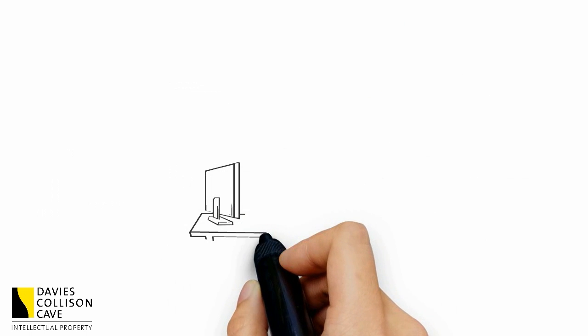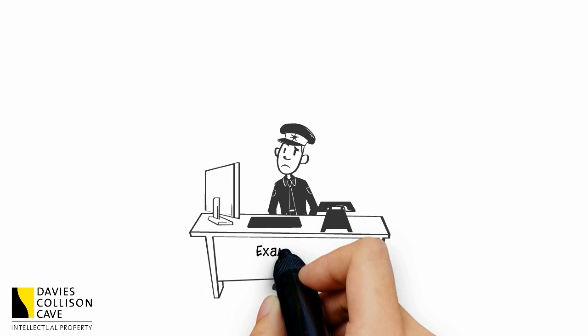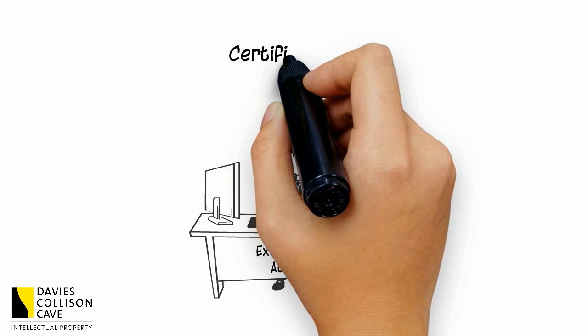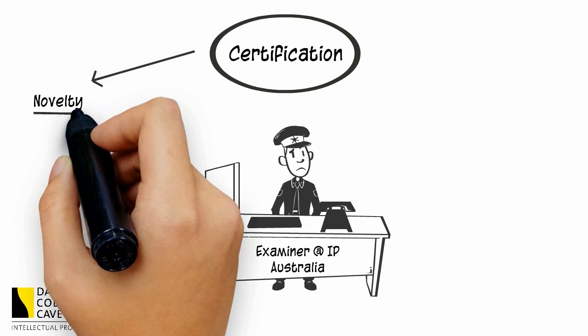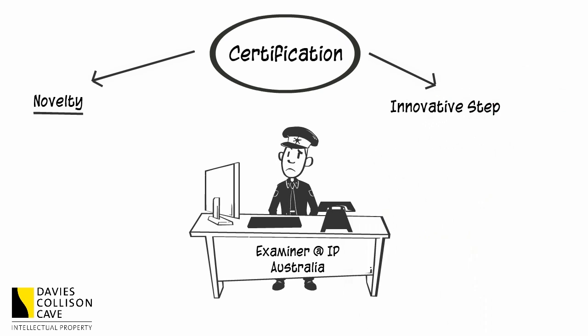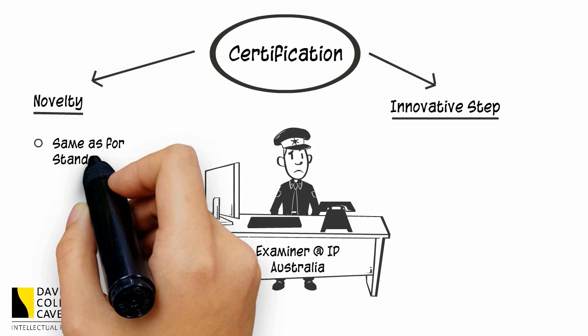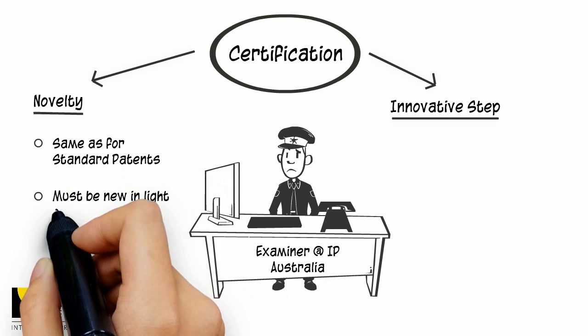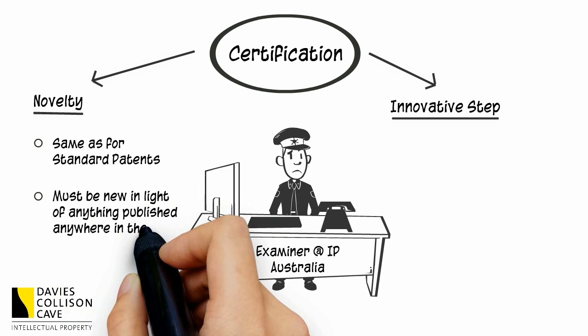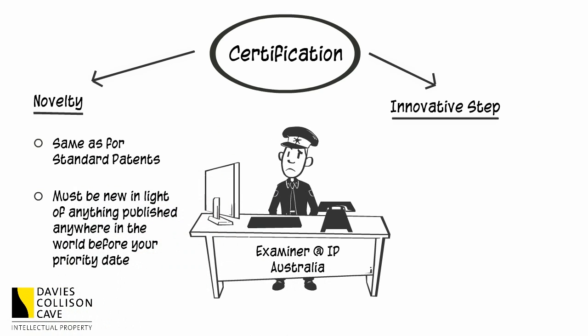If you were to request certification, IP Australia will then look at your innovation patent to assess whether your invention is novel and whether it involves an innovative step. Novelty is the same as for standard patents and simply requires that your invention is new in light of anything published anywhere in the world before your priority date. You will remember from the standard patent video that your priority date is the date at which an application was first filed for your invention.